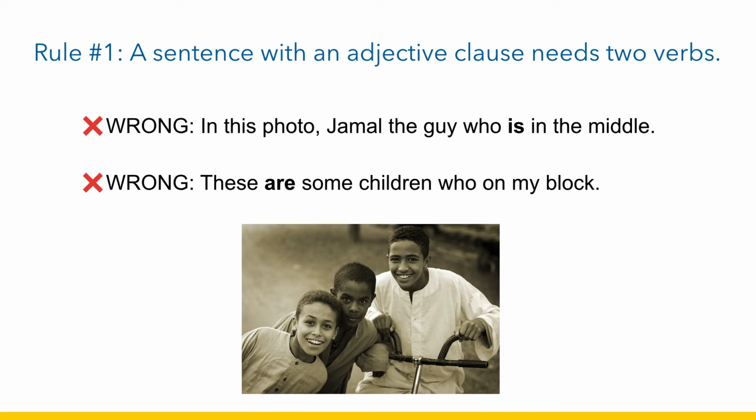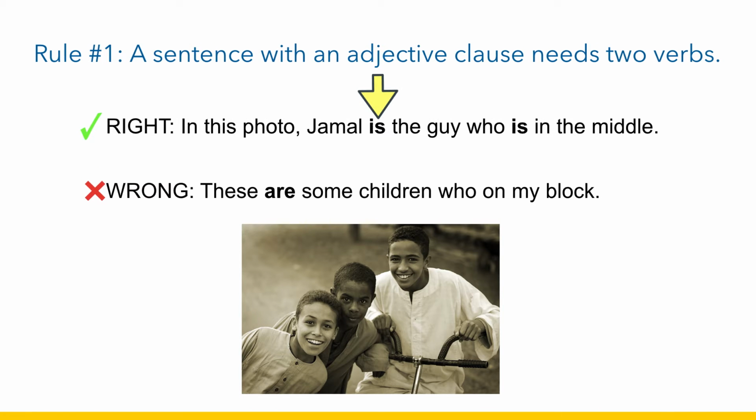In the first sentence, we have a verb in the adjective clause, but there is no verb in the main clause. How can you fix it? Here's how. In this photo, Jamal is the guy who is in the middle.